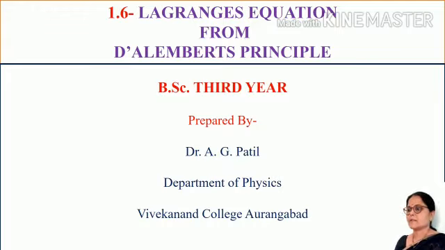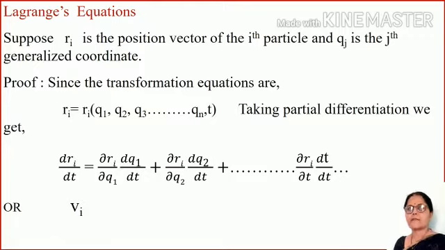Suppose Ri is the position vector of the ith particle and Qj is for the jth particle, then the generalized coordinates can be written by using the transformation equation. That is, Ri is equal to Ri (Q1, Q2, Q3, up to Qn, and t). Here Q1, Q2, Q3 are called generalized coordinates.